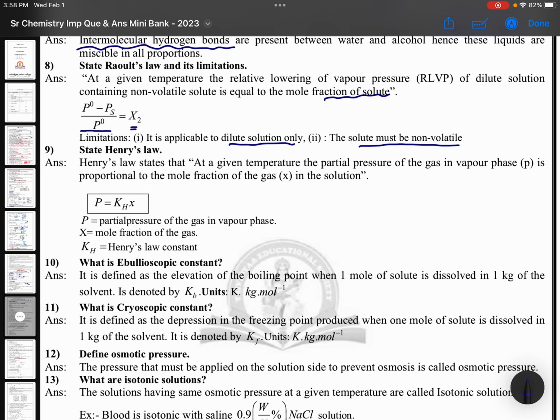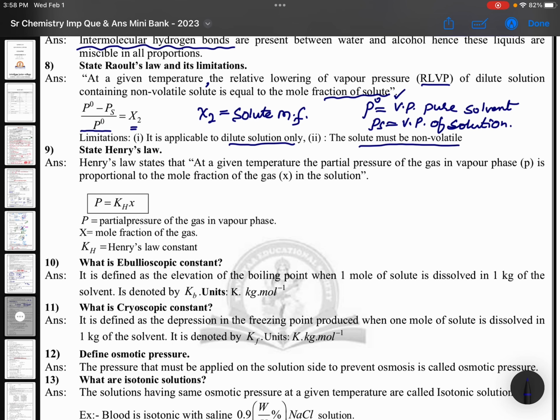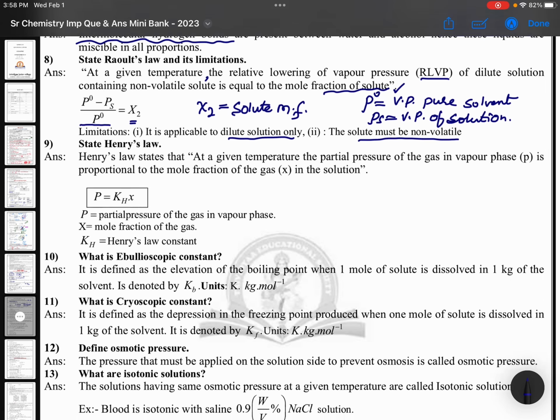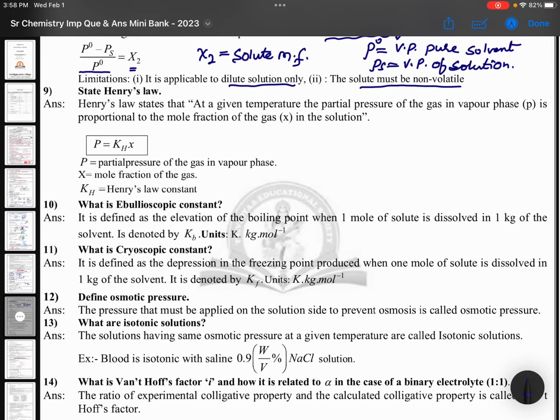Again, at a given temperature, the relative lowering of vapor pressure, RLVP, of a dilute solution containing a non-volatile solute is equal to the mole fraction of solute. So here X2 is the mole fraction of solute. What is P0? Vapor pressure of pure solvent. Ps is the vapor pressure of solution, if you want to add. It is a very short answer question, so no need to write this. I'm just explaining it for better understanding.